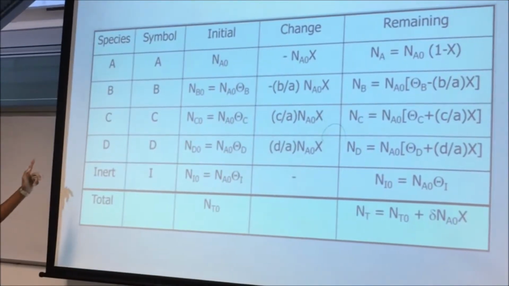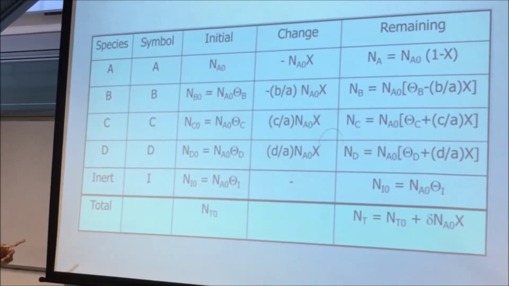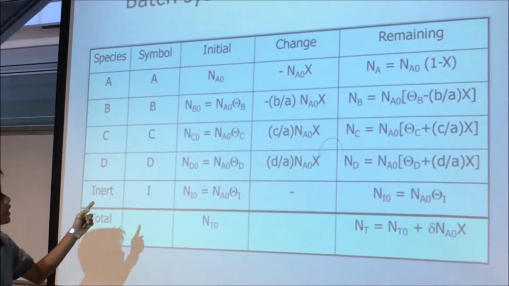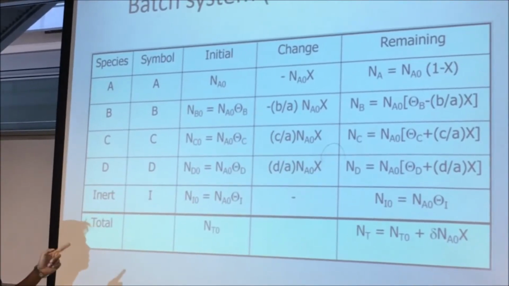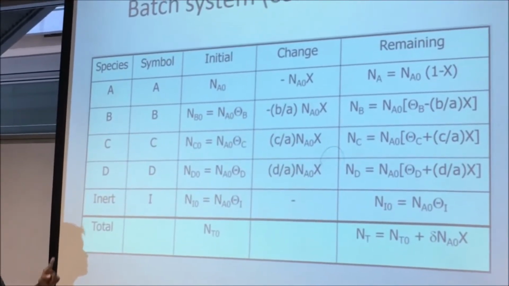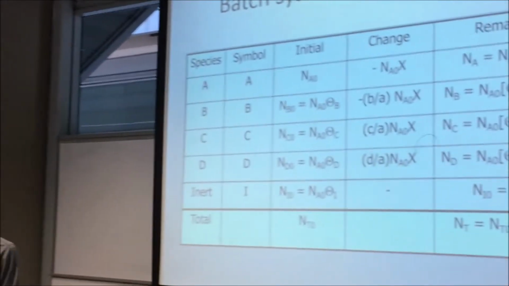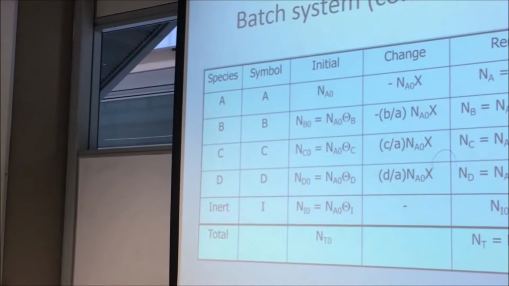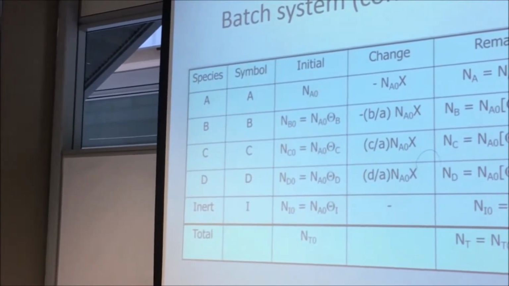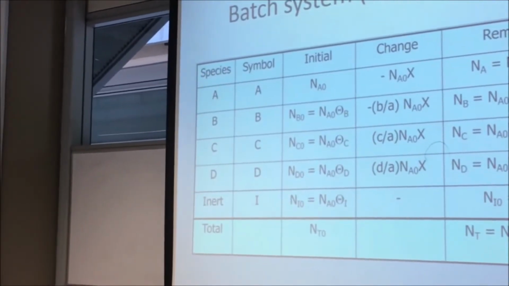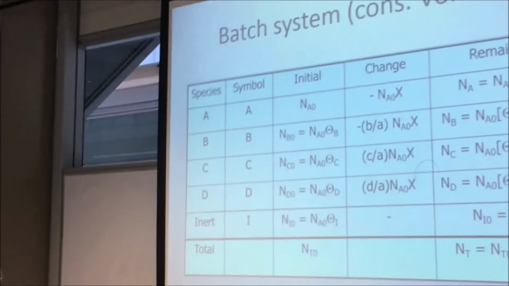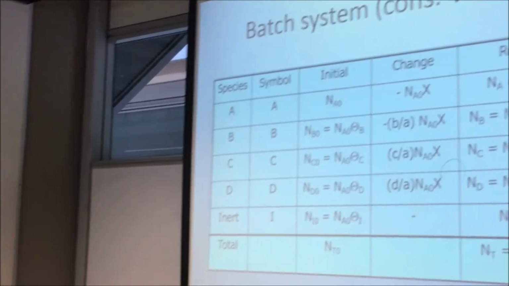For the species A, we use symbol A. The initial concentration is Na0, and the change in concentration is minus Na0 times X. X is what we call how many percent have changed in the reaction, and the remaining. Okay, for the B, C, and D, you can study it yourself in the room.